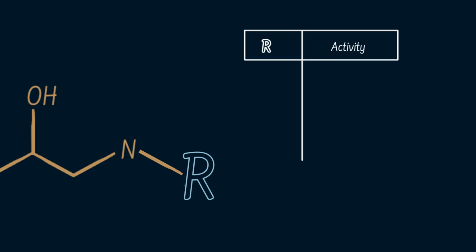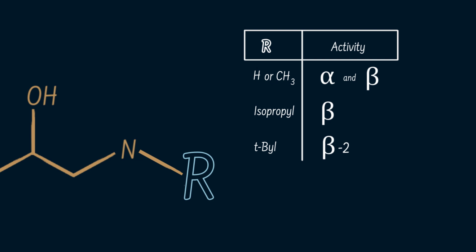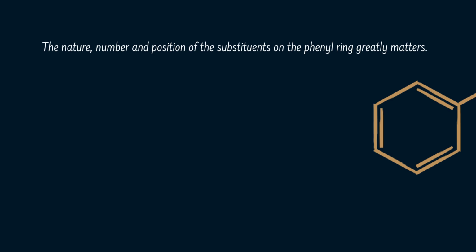If R is a small group such as hydrogen or methyl, the activity at both receptors is maximal. When R gets larger to be isopropyl, the activity shifts to beta receptors. R can also provide selectivity for different beta subtypes. Tertiary butyl affords selectivity for beta-2 receptors. By shifting to phenyl group, the nature, number and position of the substituents on the phenyl ring greatly matters.